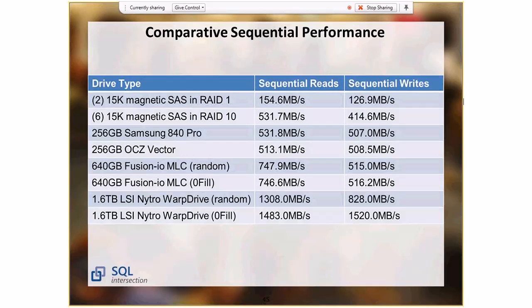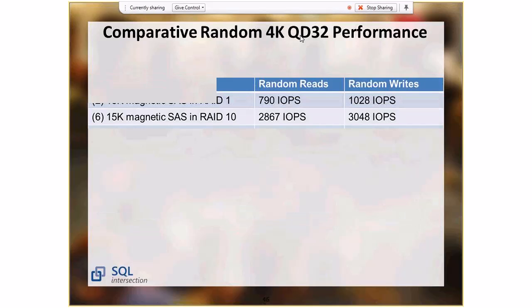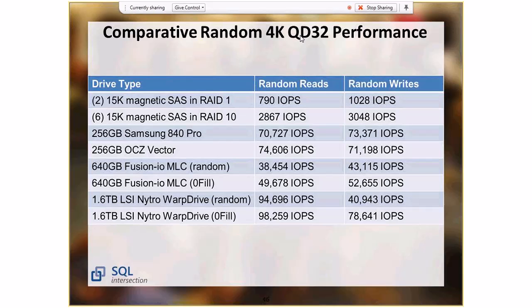So here's just a chart to summarize that, starting at the top from 2 magnetic drives going down to some fairly high performance flash drives and PCIe cards at the bottom. And here's the same thing for random performance, 790 IOPS versus nearly 100,000 IOPS. So a huge difference there.